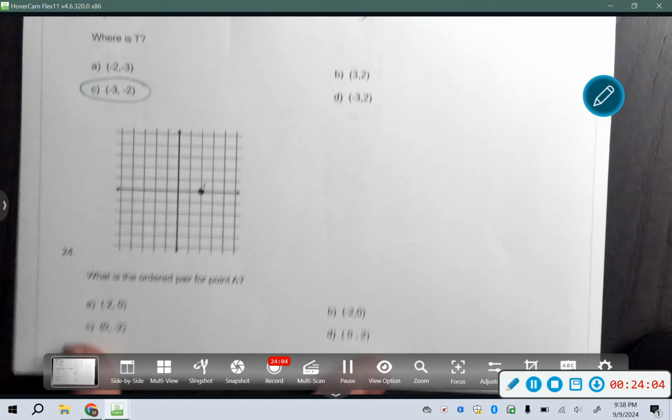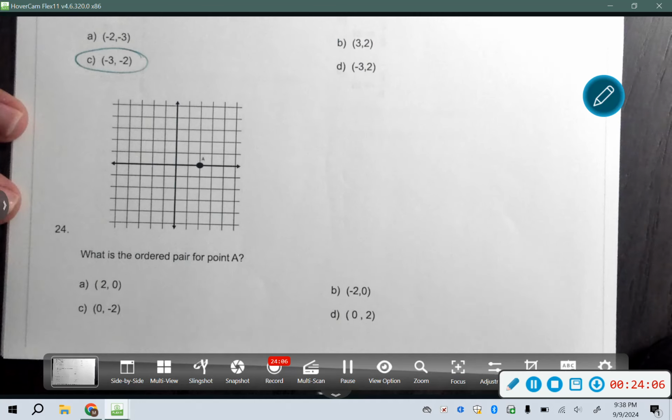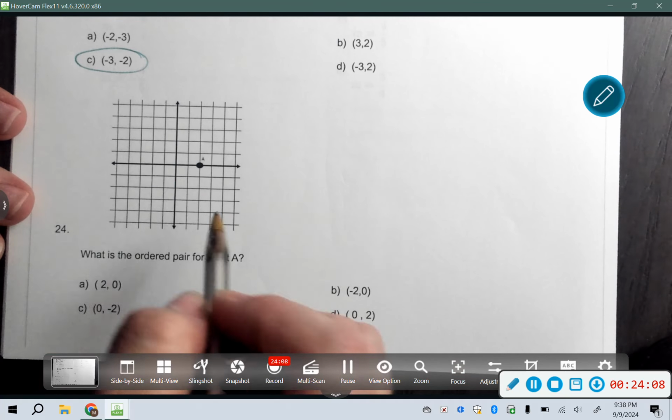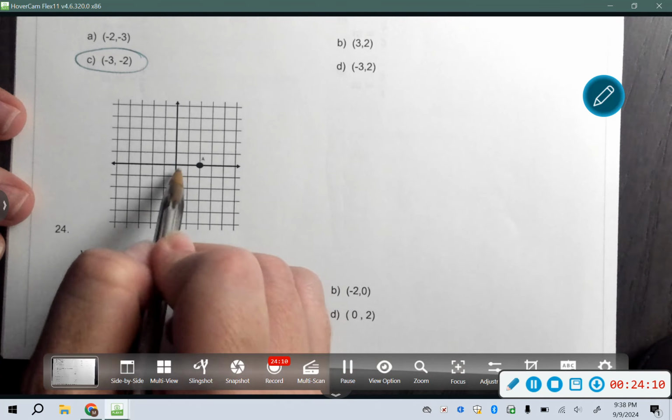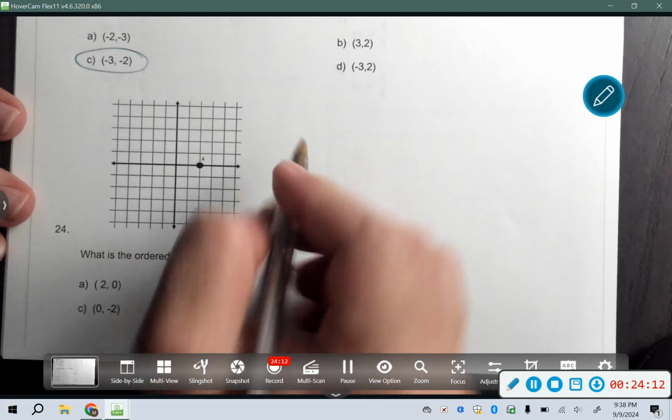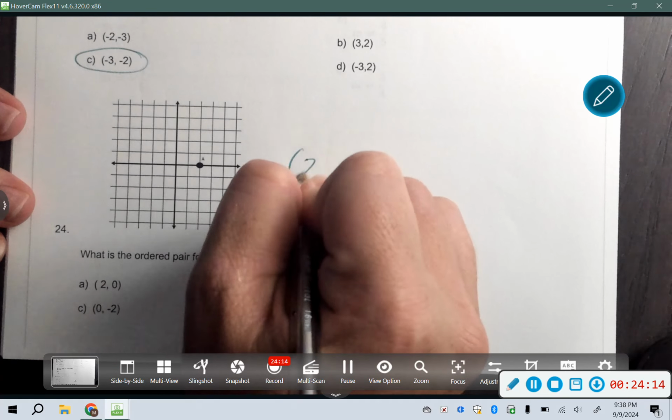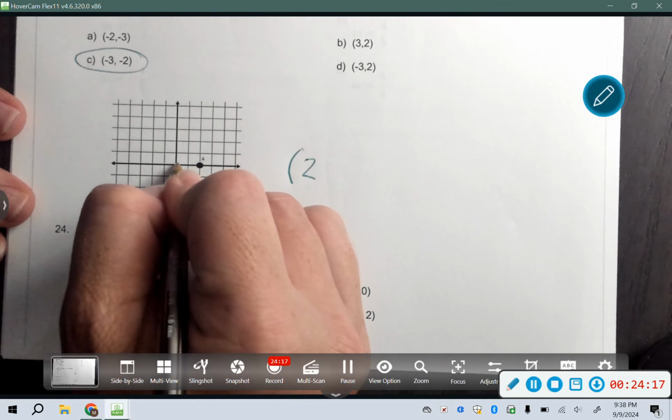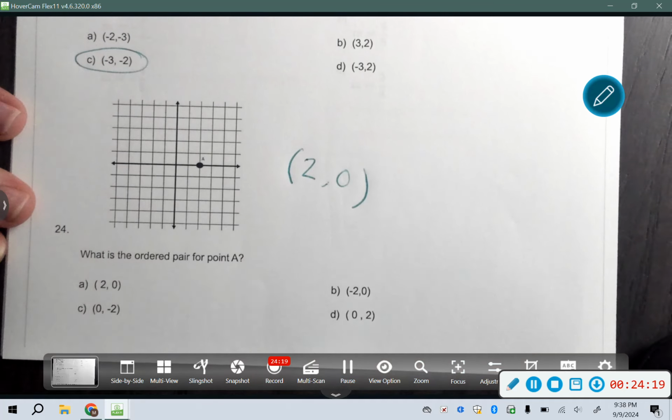Number 24. What is the ordered pair for point A? Again, what's the point? That's all it's asking. I went right 2, because remember, x is my side to side, and I did not move in height. It stayed in the middle, so it's 0. So 2, 0.